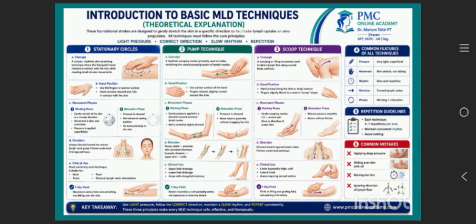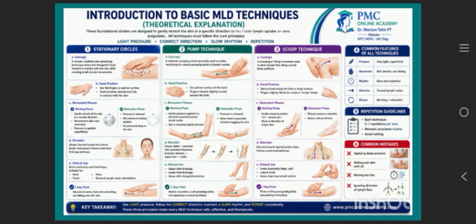Suitable for neck, face and trunk. General lymph node stimulation as well. These are the clinical uses of this technique. So the key point for this technique is movement comes from skin stretching, not sliding over the skin. Okay, so the second technique is the pump technique.